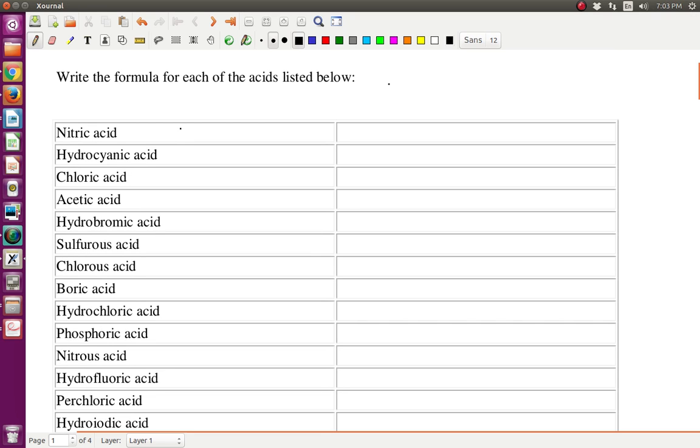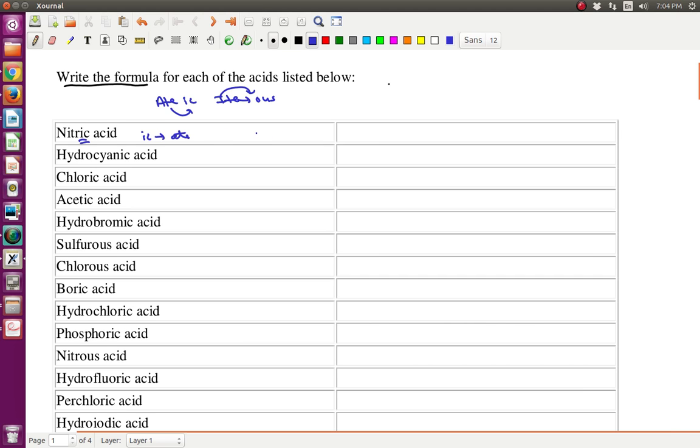We're going to start with nitric acid. We're going to write the formula for these. So remember, ate-ic, ite-us. Ate becomes ic, and ite becomes ous. So this is nitric acid. Because it ends in ic acid, I know it's going to have a polyatomic ion. The ic becomes ate. So nitric would be nitrate.